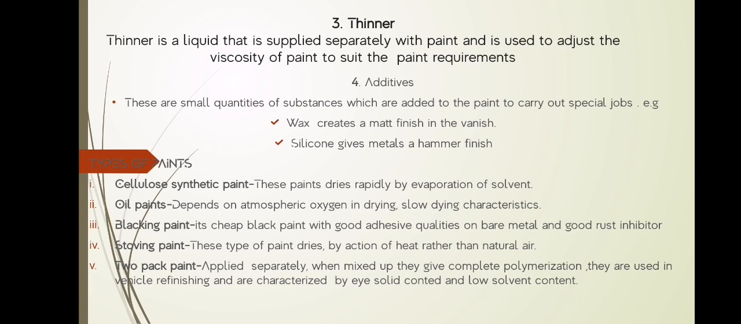We have the stoving paints. This type of paint dries by the action of heat rather than natural air. We have the two-pack paint. They are applied separately. When mixed, they give complete polymerization. They are used in vehicle finishing and are characterized by high solid content and low solvent content.